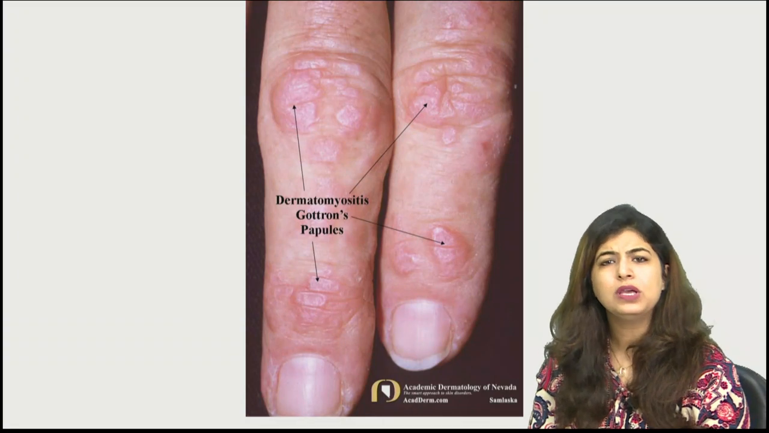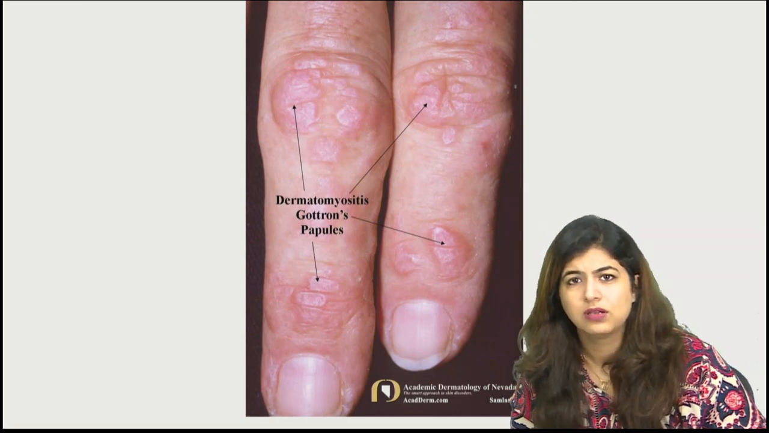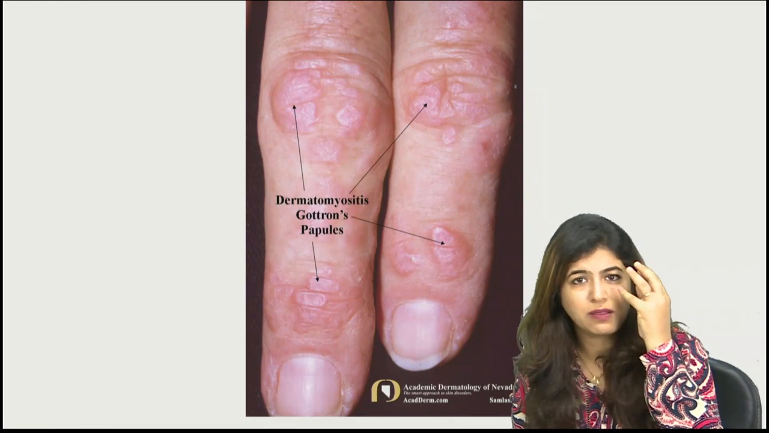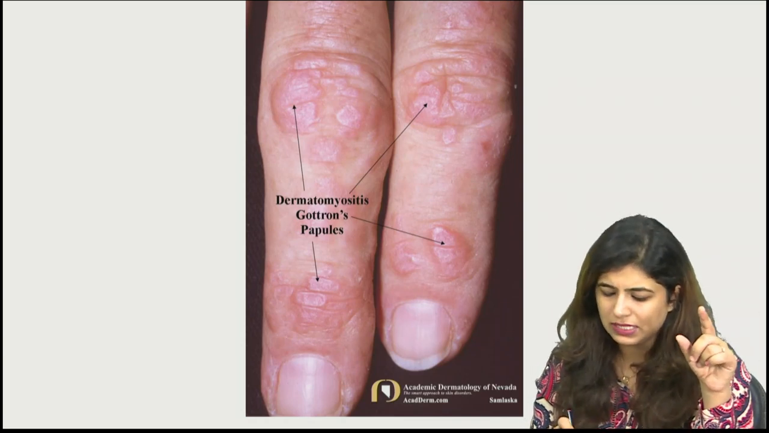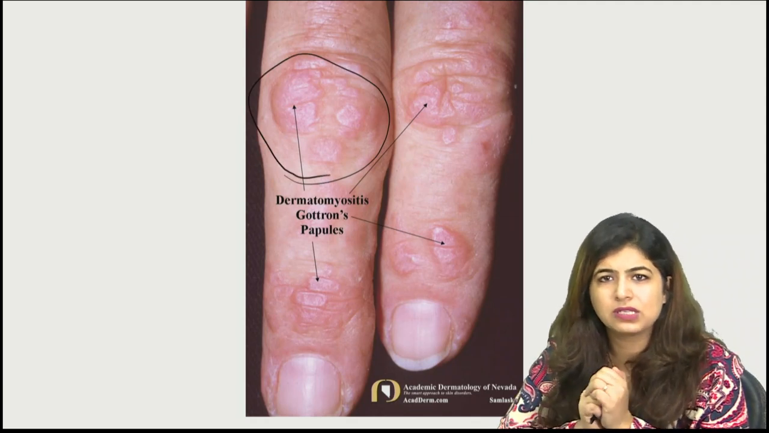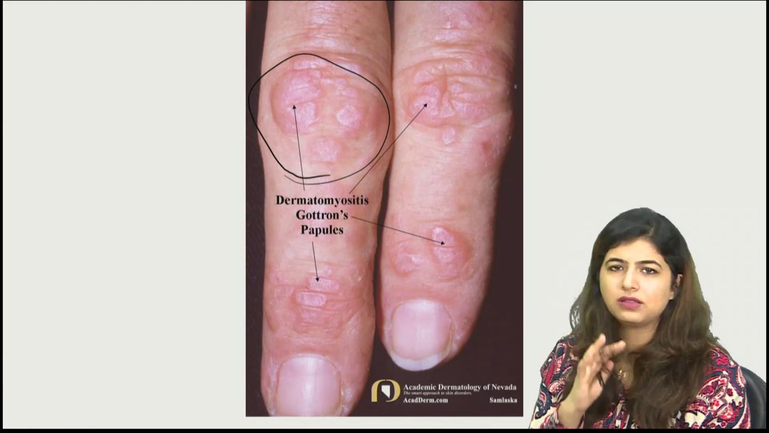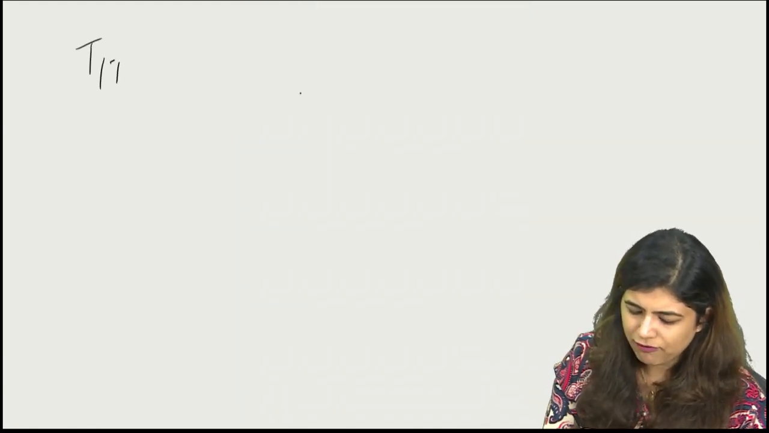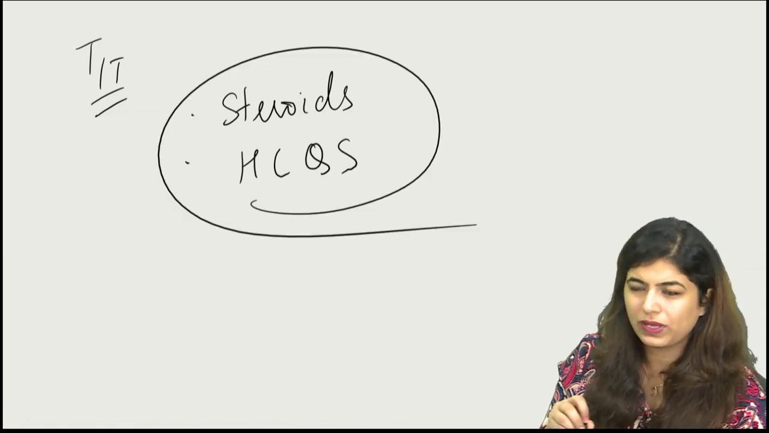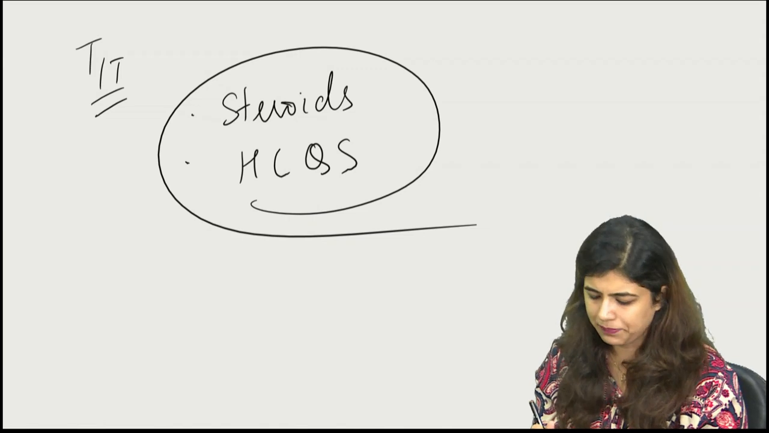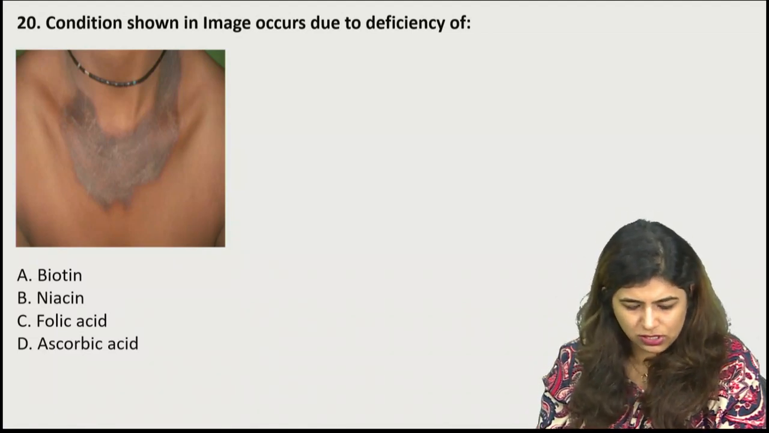I have an image here to show you. They're generally not asked an image, Gottron's papule. What you get in image is the heliotrope sign, most commonly, because that is the most prominent finding being around the eye. And the next thing that you get in the image is this Gottron papule. You see these tiny skin colored to slightly erythematous papules present on the interphalangeal joints of the fingers, as we read in the text. In the treatment, I have mentioned, but I am just writing it again so that you know, steroids and HCQS, hydroxychloroquine, are the most important treatment options for DM. Now moving on to the next question, which is question number 20. This is an image-based question.